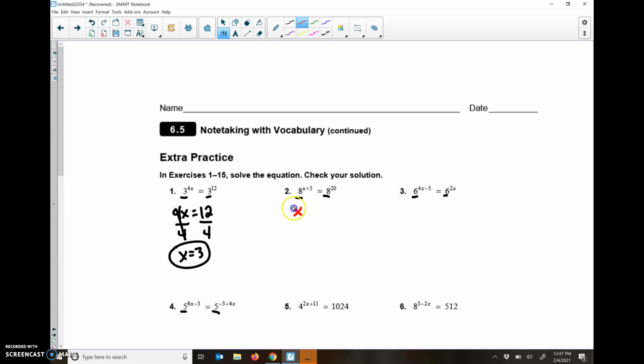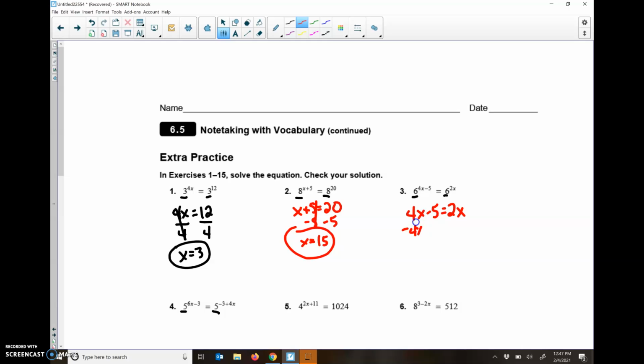Okay, same thing on number 2. I got x plus 5 equals 20. So I'm going to subtract 5, and I get x equals 15. 15 plus 5 is 20. 8 to the 20th, 8 to the 20th. They're equivalent. Okay, here we run into a little bit more difficult because now we have 2x.